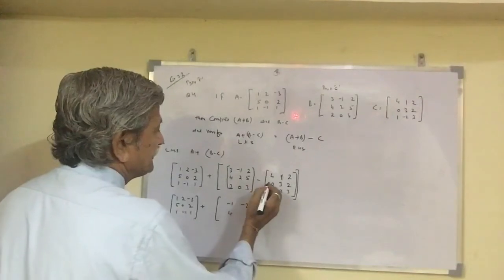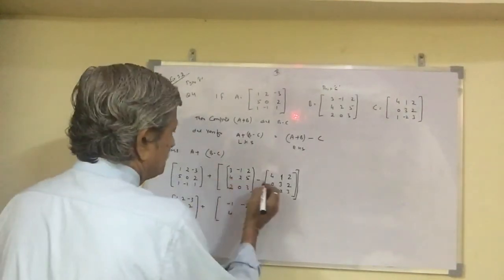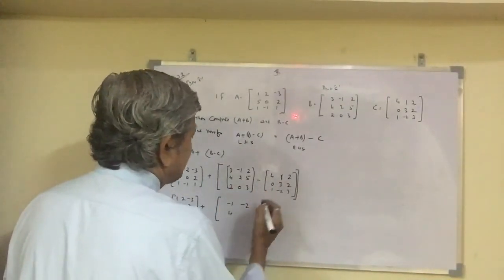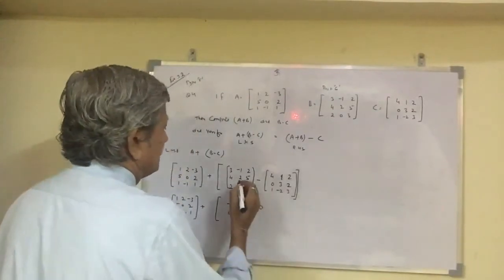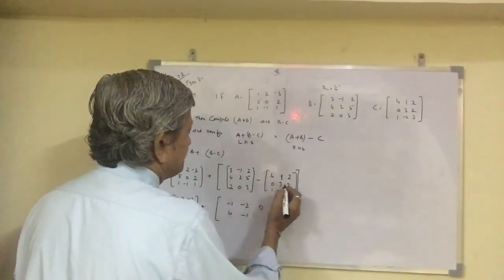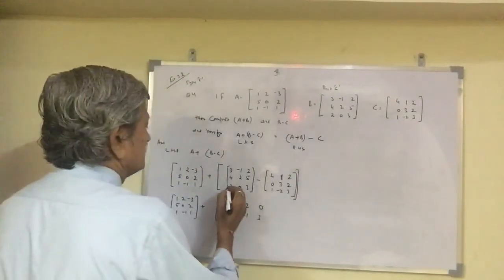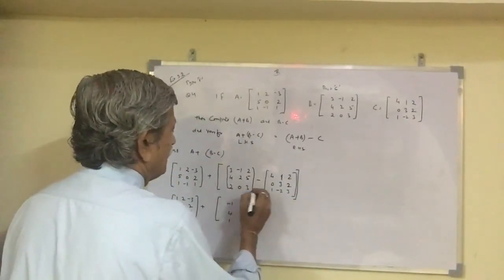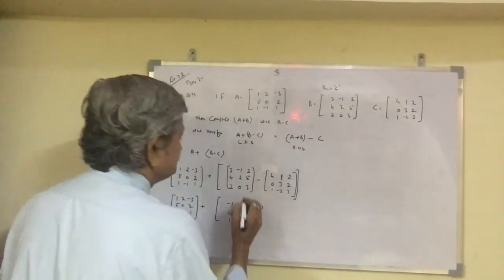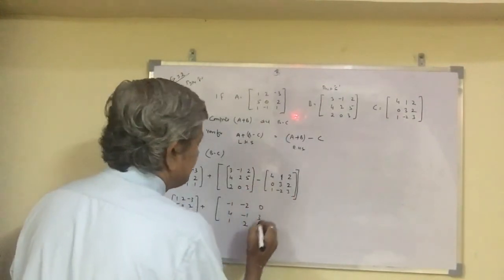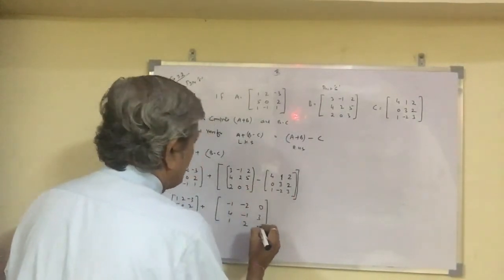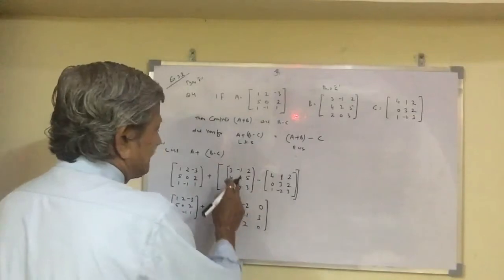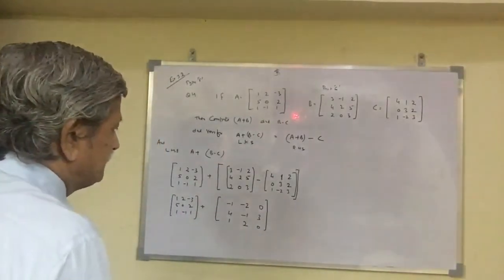4 minus 0 is equal to 4. 2 minus 3 is equal to minus 1. Then 5 minus 2 is equal to 3. Then 2 minus 1 is equal to 1. 0 minus a minus will be plus sign, and 3 minus 3 is equal to 0. So this is the answer of this part, which you would find when you solve this one.